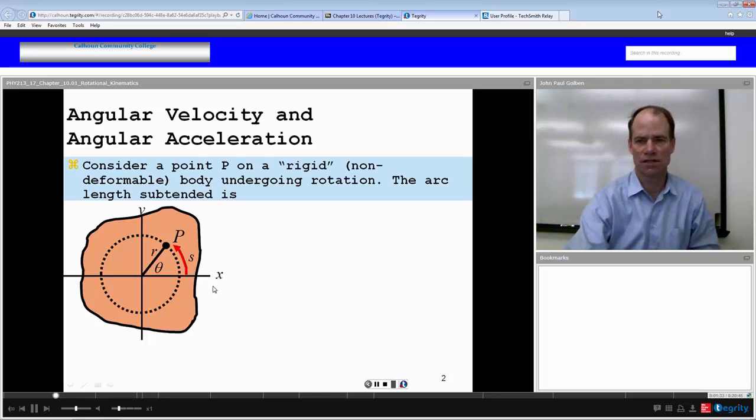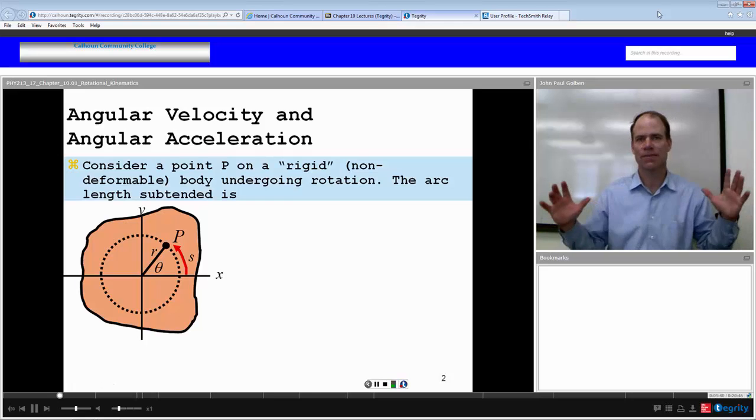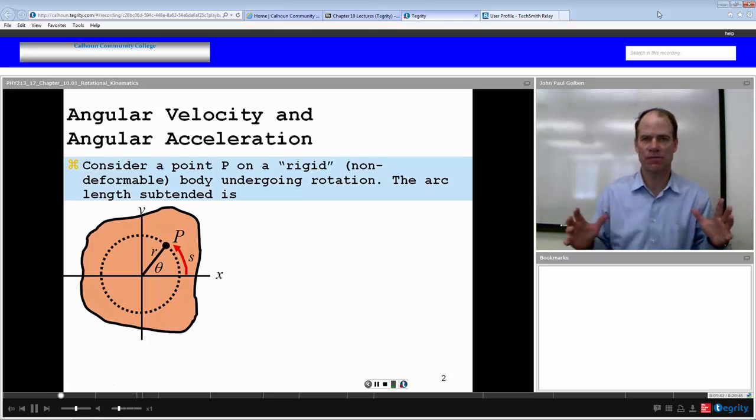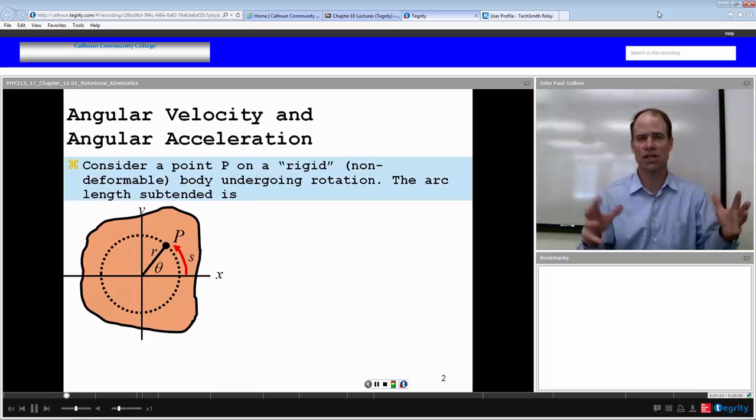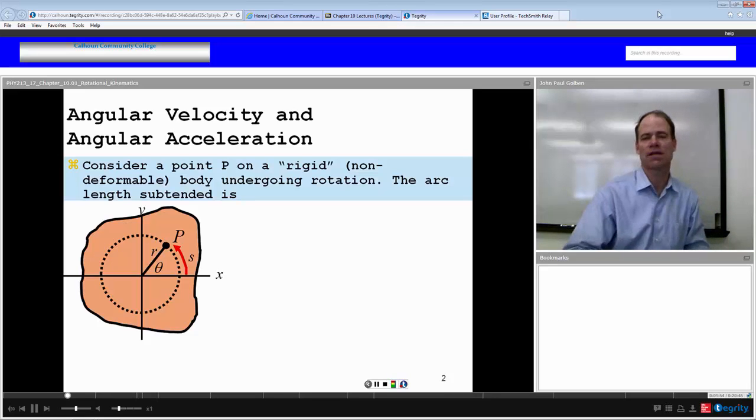So take a look at this rigid body here. What we mean by a rigid body is a body that is so rigid that it cannot be deformed by forces. So if there's a force on this body, what it's going to do is either move it translationally or make it rotate, but it won't actually change the shape of the body itself. Such a rigid body does not exist in a macroscopic sense, but many things approach this ideal situation.